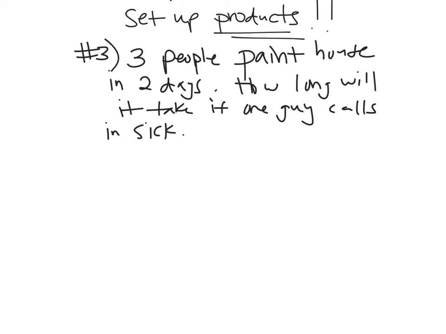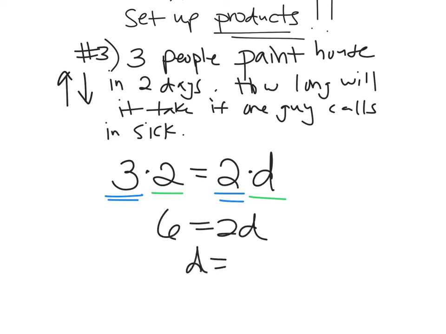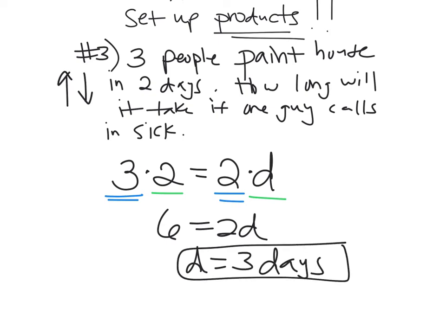All right, 3 people paint a house. So we've got to set up products, because the more people that are going to paint this house, the fewer days it will take. So it's 3 people times 2 days equals, now one guy's sick, so how many people are there? 2 people times, we don't know how many days. So if you look, this is people, and that's days, and that's days. So you get 6 equals 2 times d, divide by 2. It will take 3 days now to paint the house instead of 2.